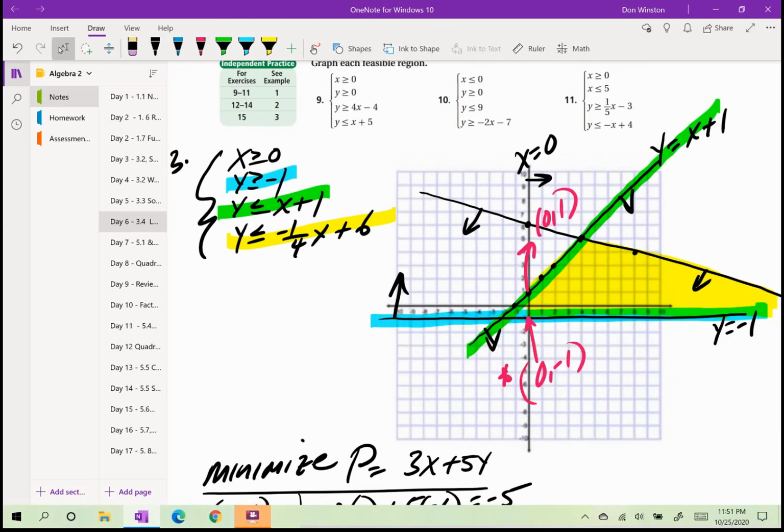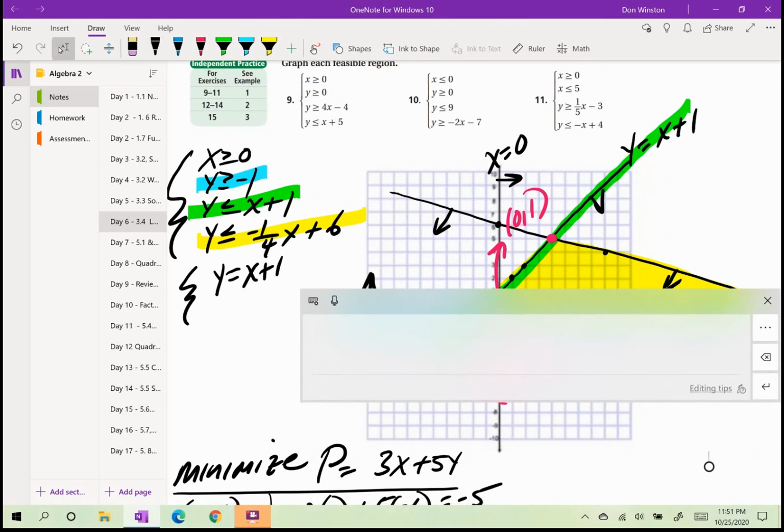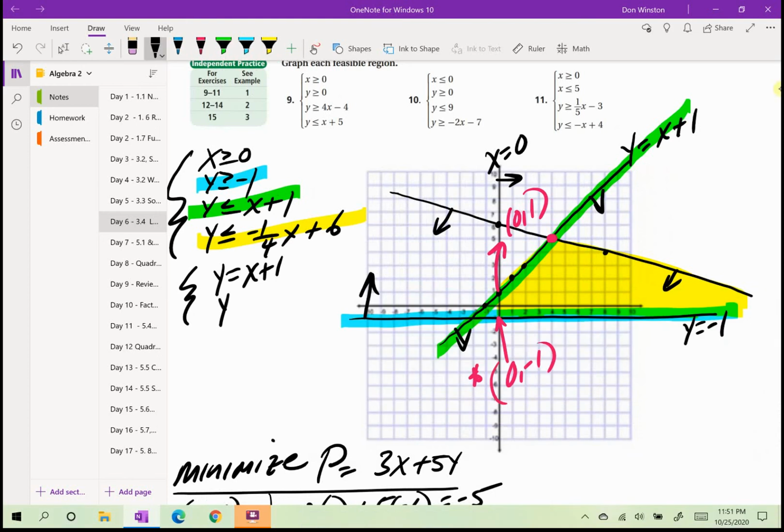I have to find this corner point here. Well, that's the intersection of two lines. I guess you can almost see it from the graph. It's about (4, 5), but let's verify. It's always good to verify. That's the intersection of the line y equals x plus 1, and then y equals negative 1/4 x plus 6.